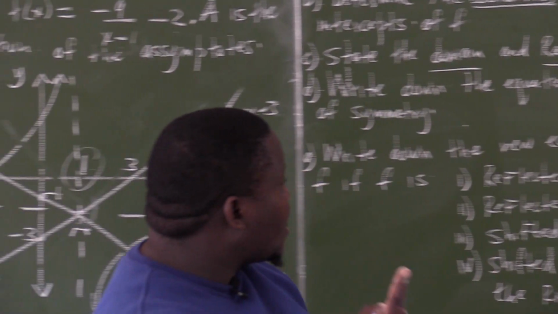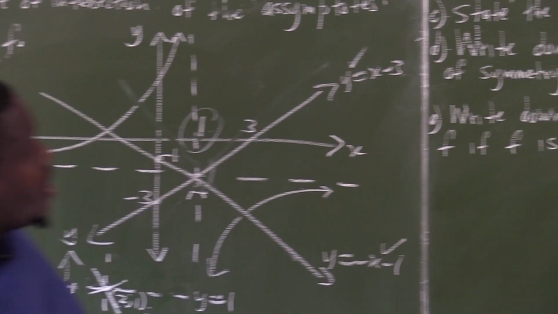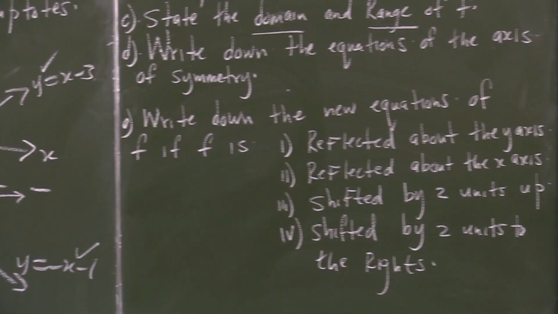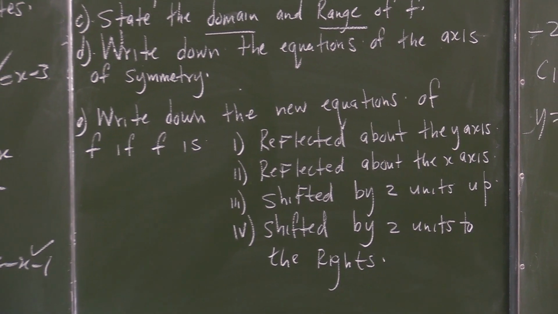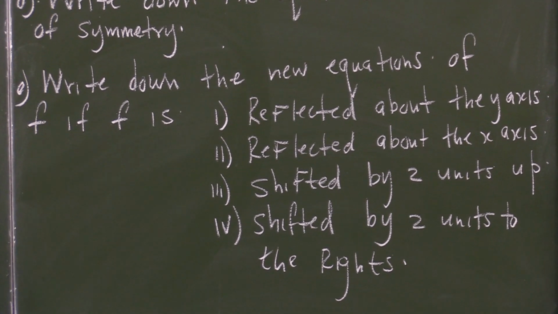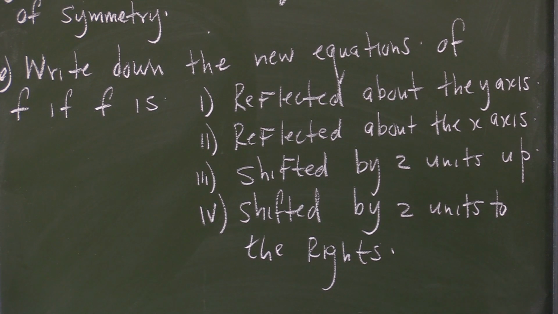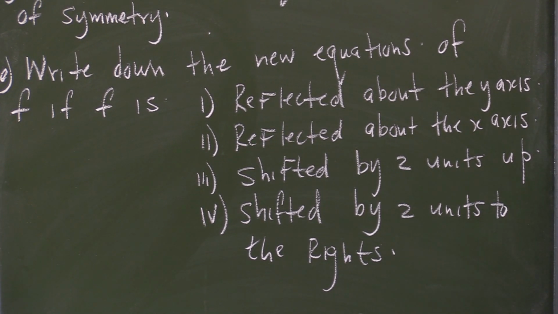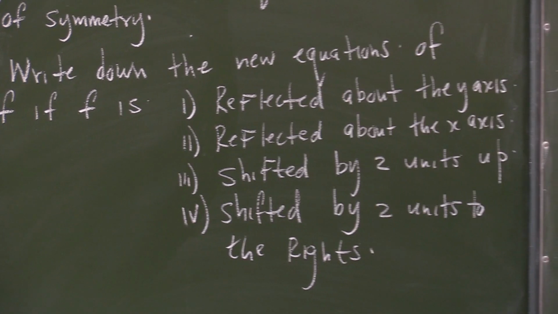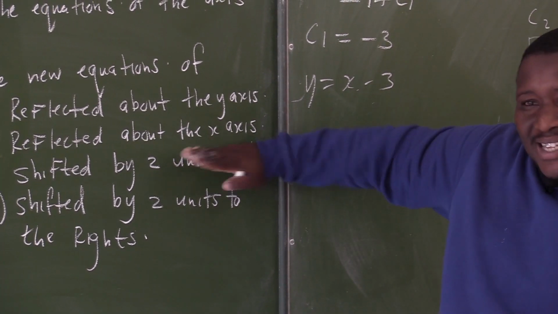Question 18. Write down the new equations of f. These are the questions where learners will lose marks. This is why you get easy marks here. You see all these questions, the reflection and the shift. Let us talk about the reflections. What are you doing when you are reflecting the graph? Well, we need to focus on two reflections: the reflection along the y-axis and the reflection along the x-axis.